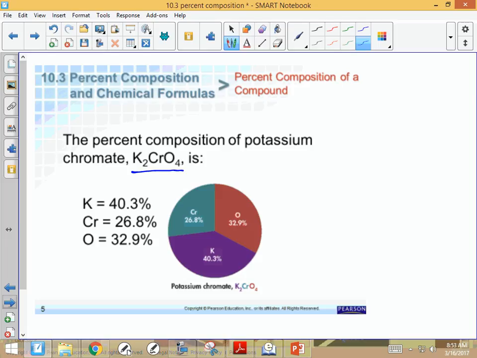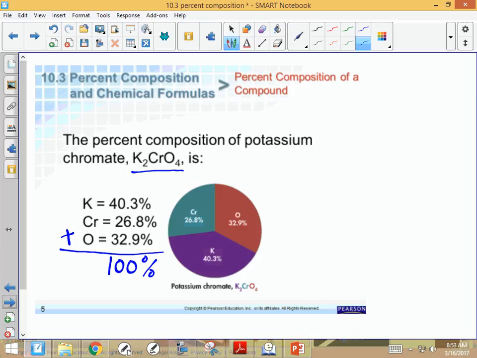Okay? One thing you need to know about percent compositions, I have them written right here. If you add them together, what should you get? 100%. Exactly. Well, that's your check right there. When you've done a percent composition calculation, you can add all those percents together, and you will get 100%.